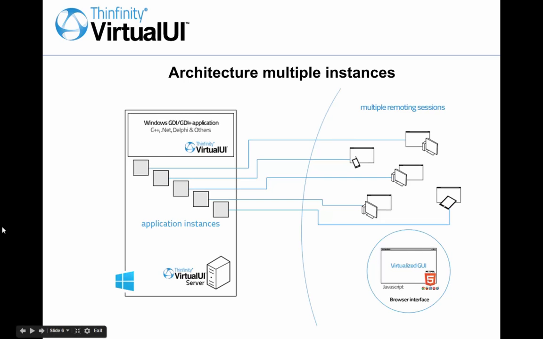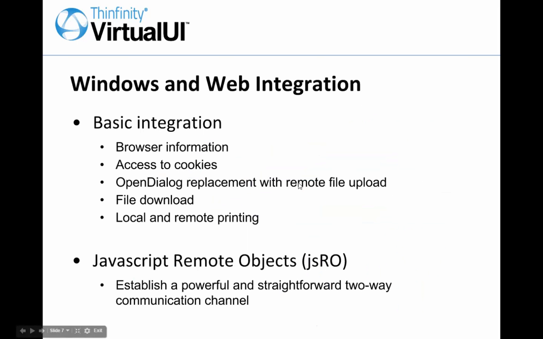Up to here is the core of Thinfinity VirtualUI. Now we'll move to the advanced part. This is adding code to enhance the application behavior on the new platform. We have two main areas here. The first one in the form of methods, events, intrinsic objects, and standard behavior replacements. And the second one in the form of an object remoting framework.